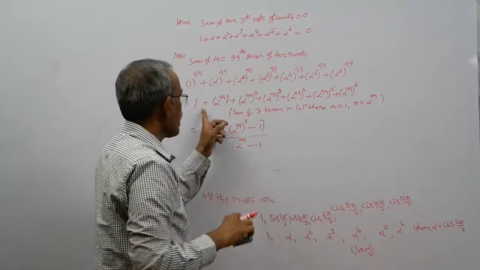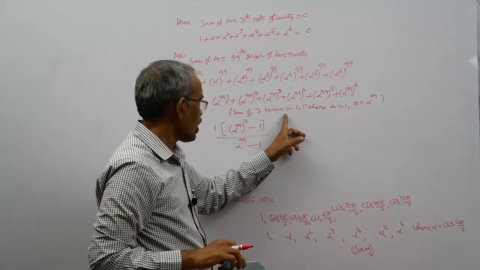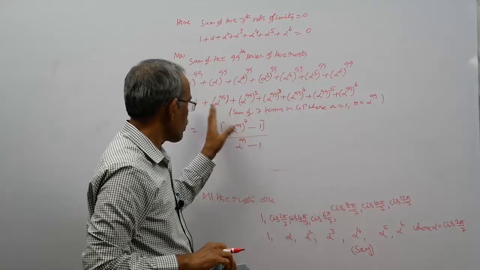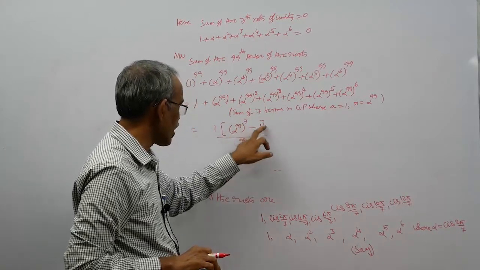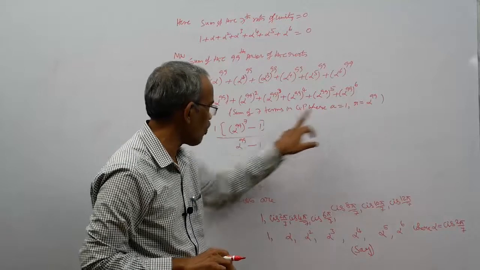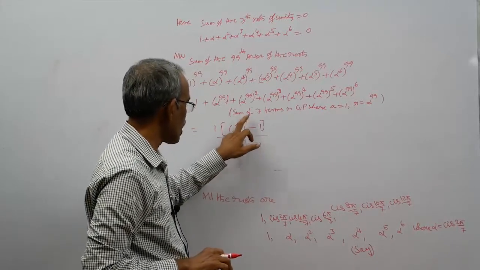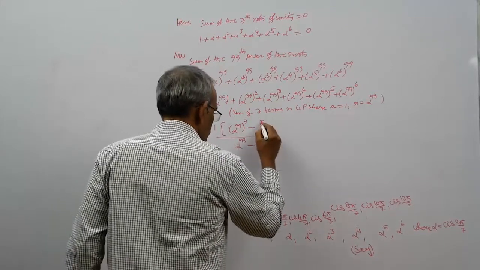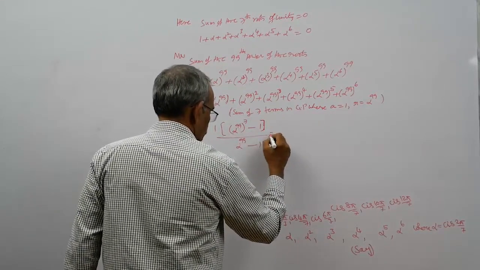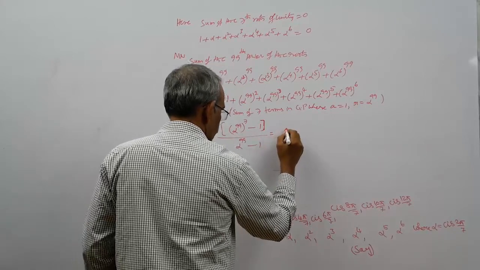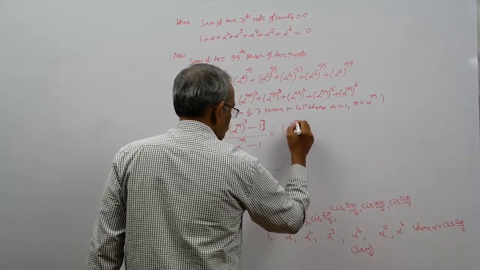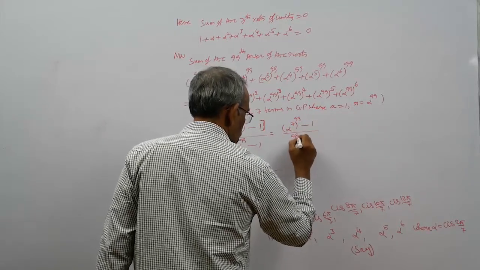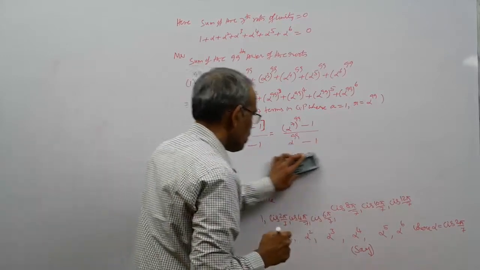This series is a geometric progression. In geometric progression, first term is 1, common ratio alpha to the power of 99. Sum of 7 terms, A into r to the power of n minus 1 by r minus 1. Here r is equal to alpha to the power of 99, whole to the power of n, that is 7 terms here. This is equal to alpha to the power of 7 whole to the power of 99 minus 1 by alpha to the power of 99 minus 1.